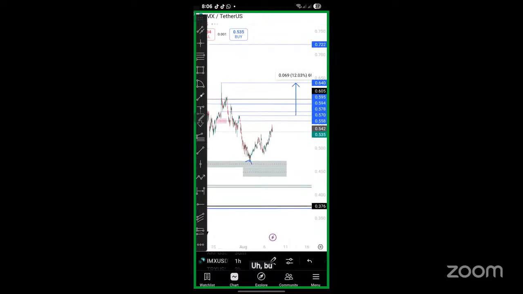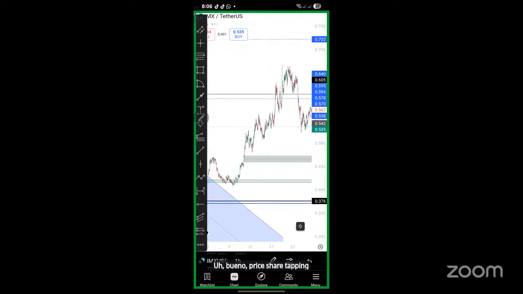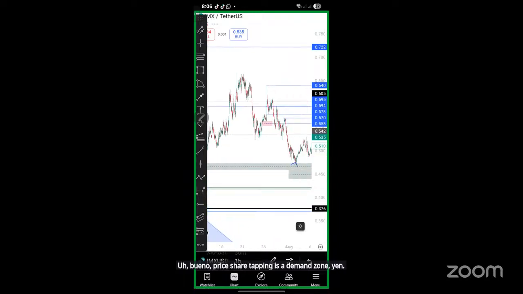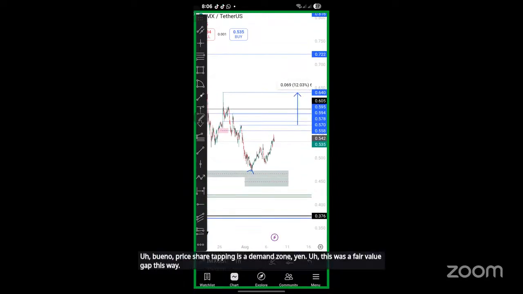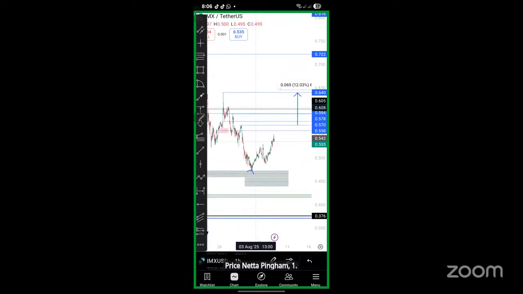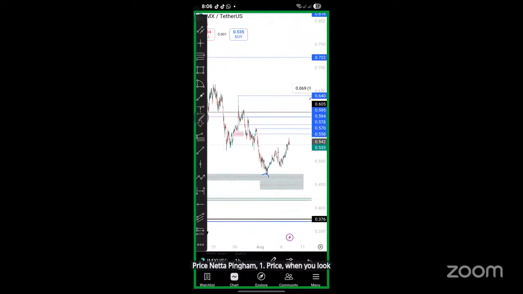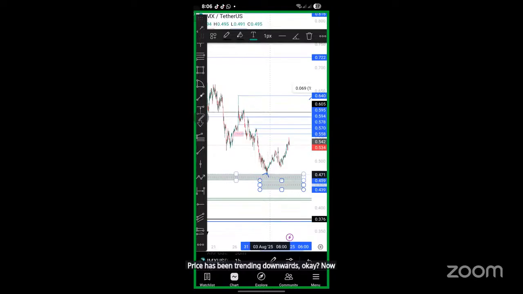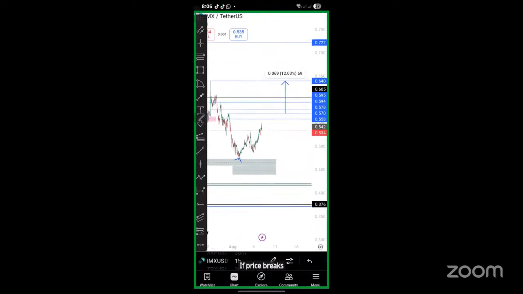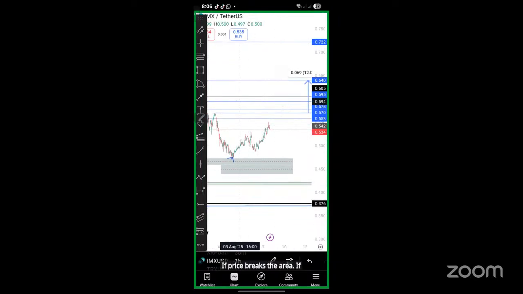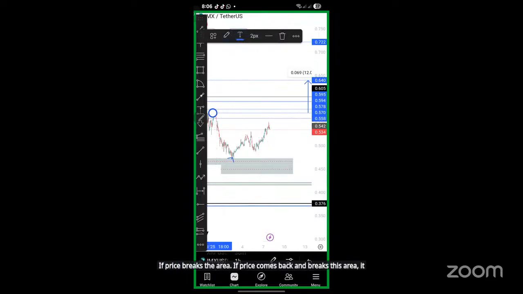Price is tapping into the demand zone, this was a fair value gap. When you look at the 1 hour, price has been trending downwards. Now you can see that if price comes back and breaks this area, it will have changed character in 1 hour.